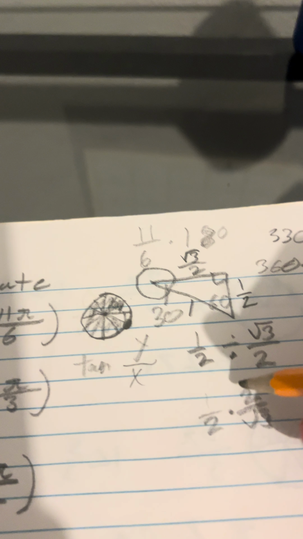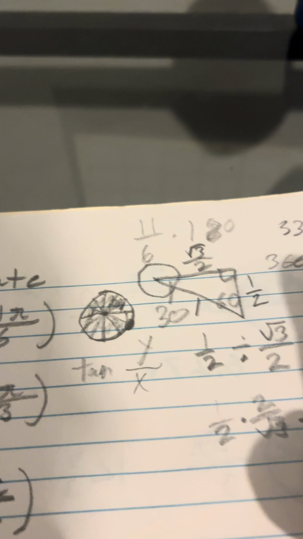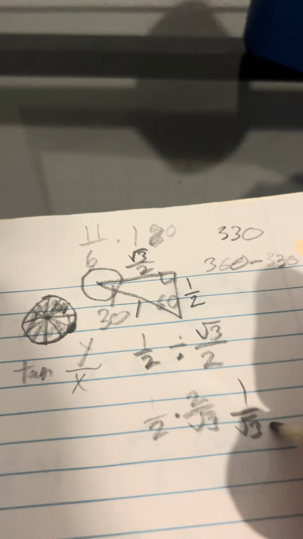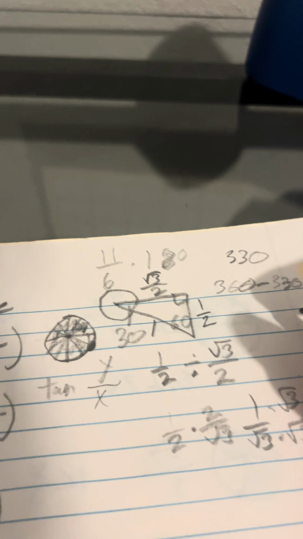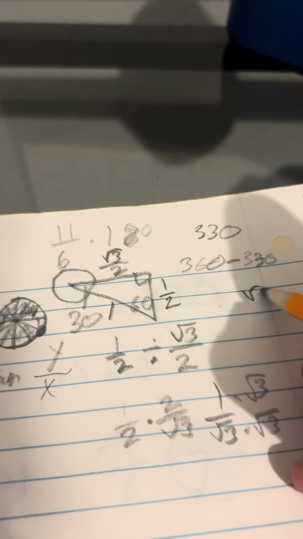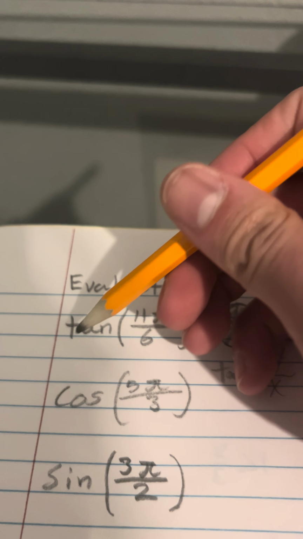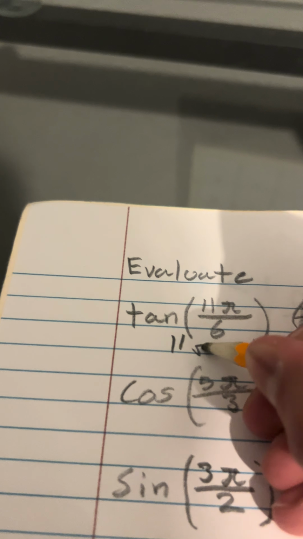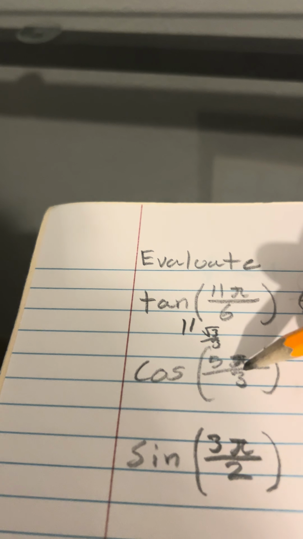Now, when we combine this, these 2's are going to cancel, leaving us with 1 over the square root of 3. But we cannot have a radical in the denominator, so we're going to multiply the top and bottom by the square root of 3. And that leaves us with a final of root 3 over 3 being the tangent of this. Root 3 over 3.